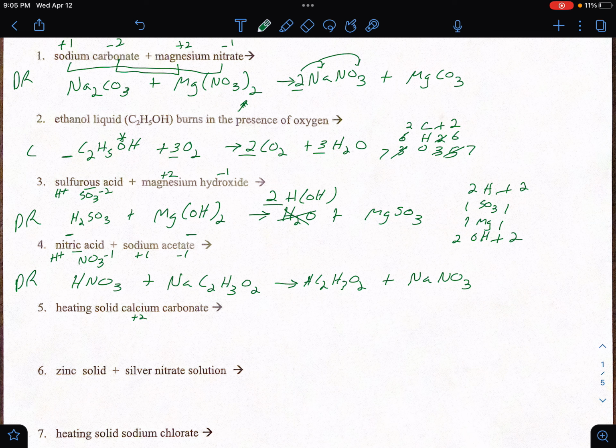Okay, number 5, heating solid calcium carbonate. Calcium's a +2, carbonate's a -2, so this would be CaCO3. Now when you add heat, we got to add a little triangle above that arrow because that means we added heat. We're not burning it, we're just adding heat. And if I only have one thing, the only thing it can do is break down. So this is going to be decomposition.